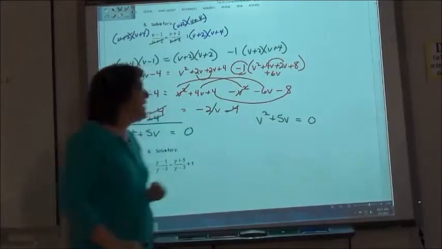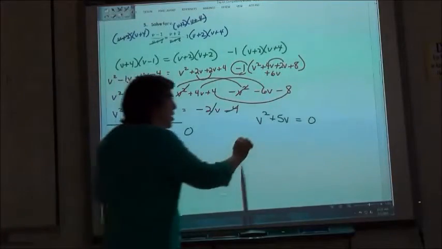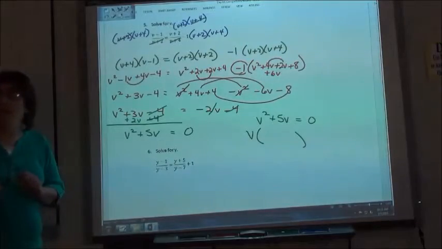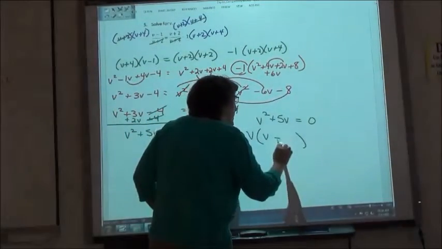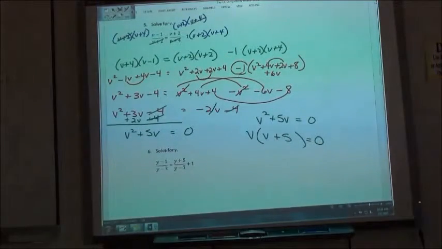What do those 2 terms have in common? Just the v. So a v is going to go in front. And if we take a v out of each of those, we're going to be left with v plus 5. So that's how that's going to look when it's factored. It's not going to have 2 sets of parentheses. It's just going to take the v out and it's going to have that.